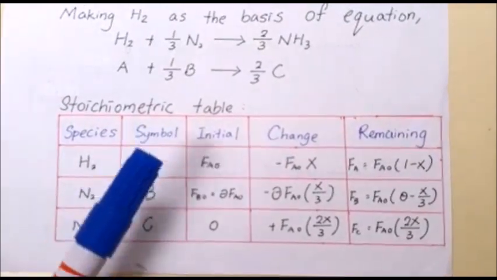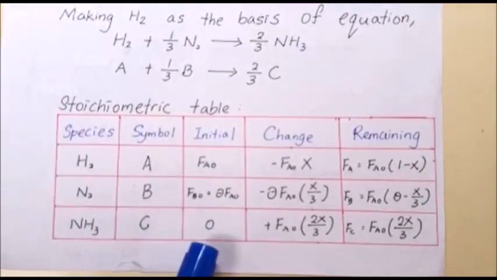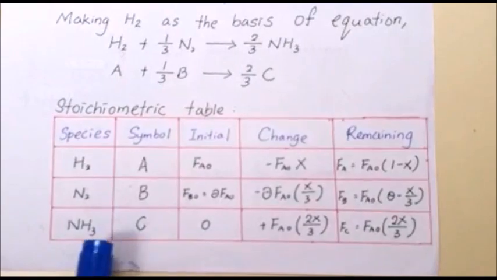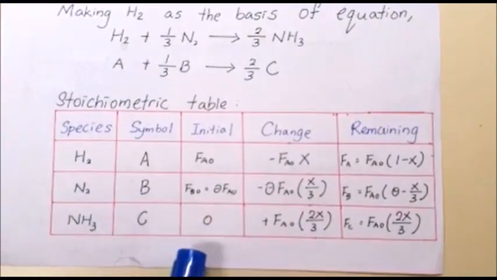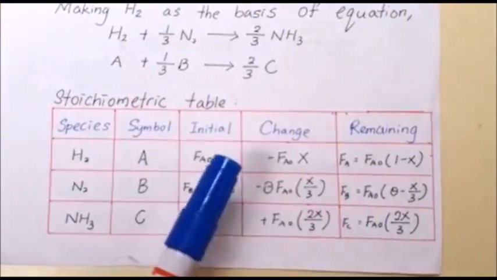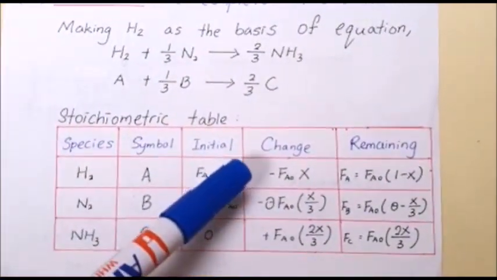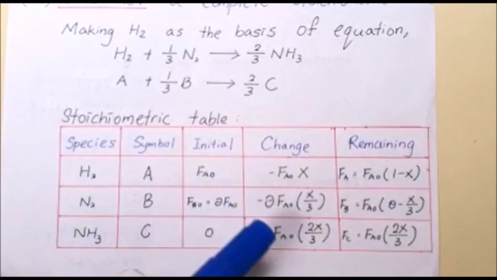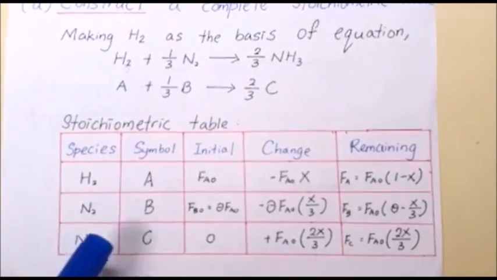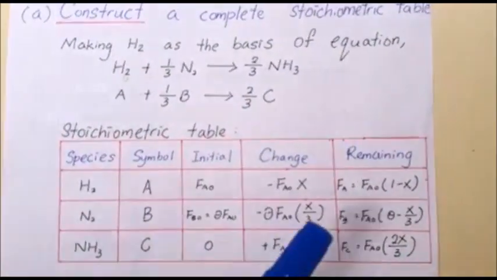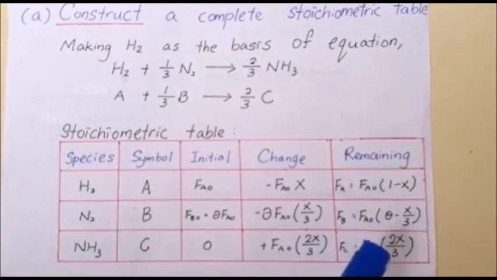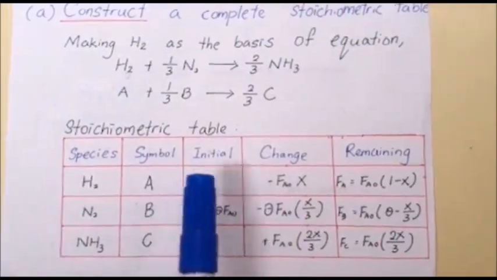rate, which is FA0. And take note that the value here is 0 due to the fact that the ammonia is a product, and here the value for the change is negative because it is a reactant, and the value here is positive because it is a product. And last but not least, the remaining is simply the summation of initial and change.